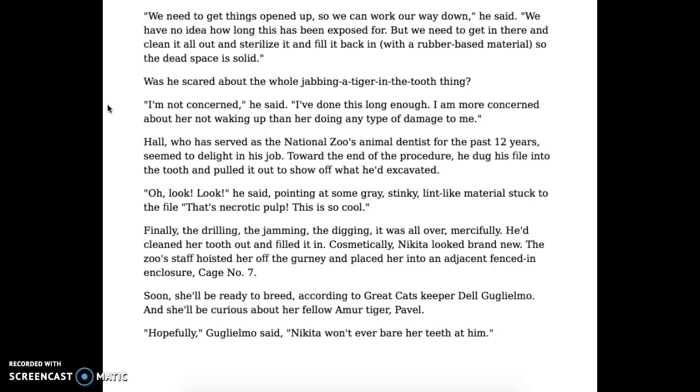Was he scared about the whole jabbing a tiger in the mouth thing? I'm not concerned. I've done this long enough. I am not concerned about her waking up and her doing any type of damage to me.